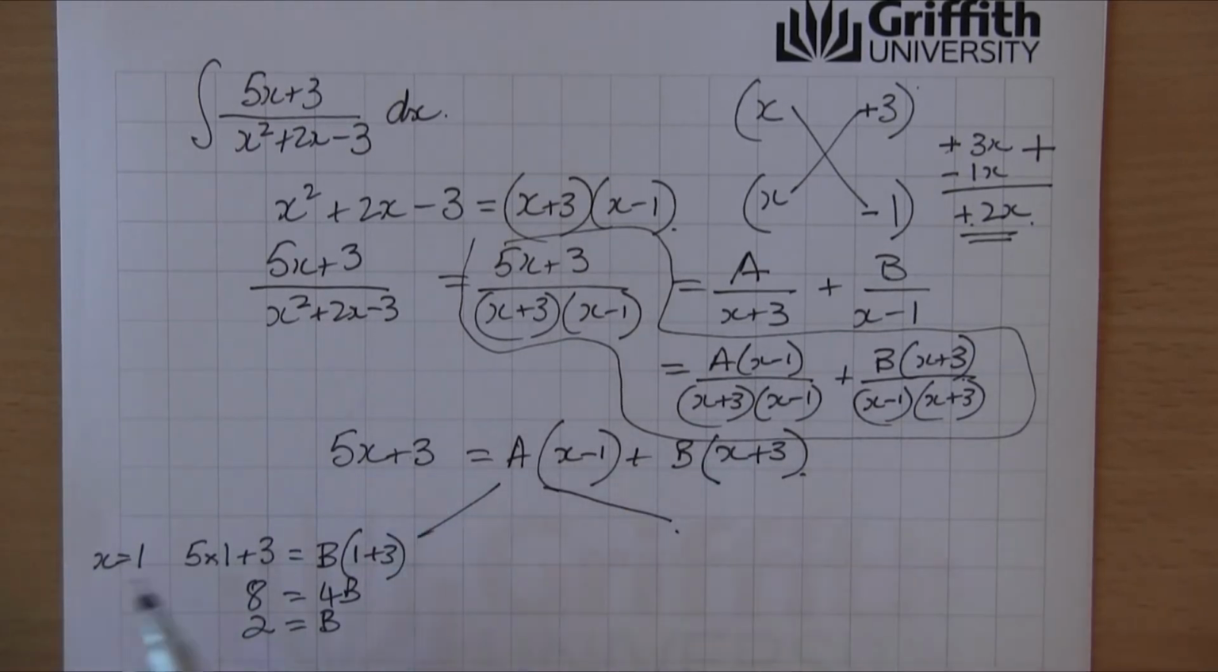And then the next thing: we've made x equal 1. It'd be nice now that we've got a value for b, if we made all of this term equal to 0, so x equals negative 3.